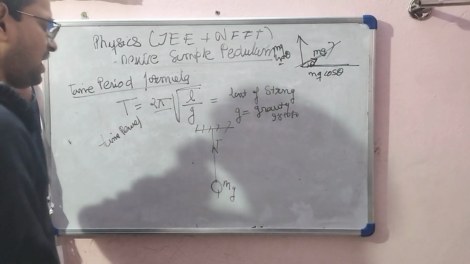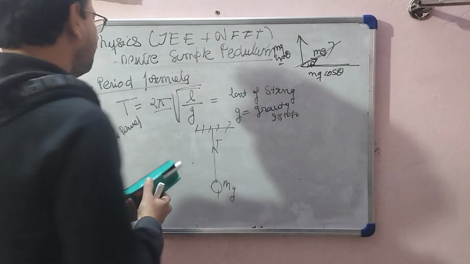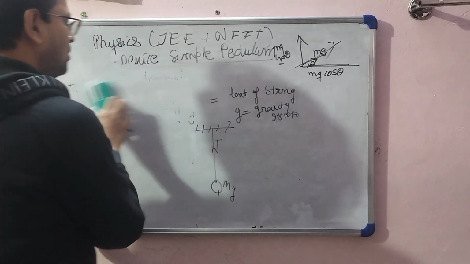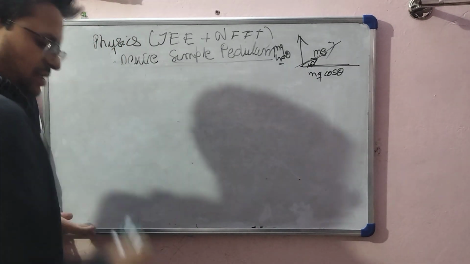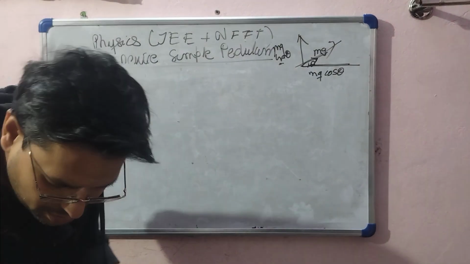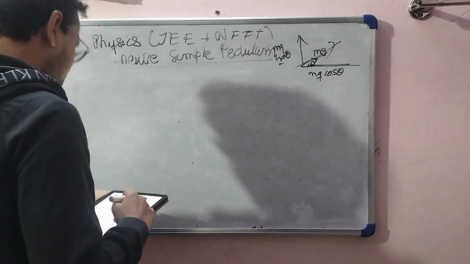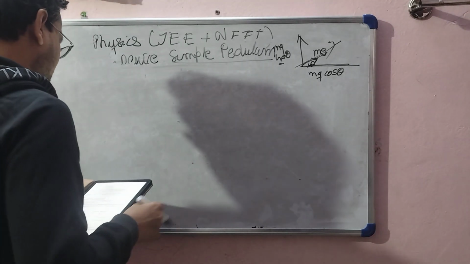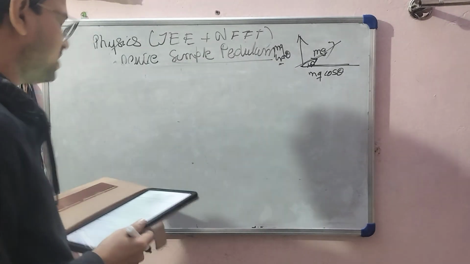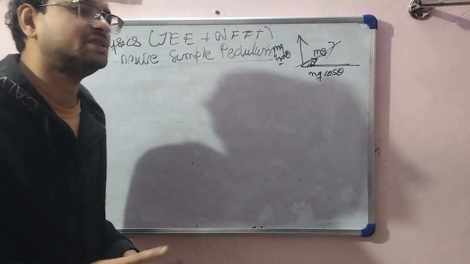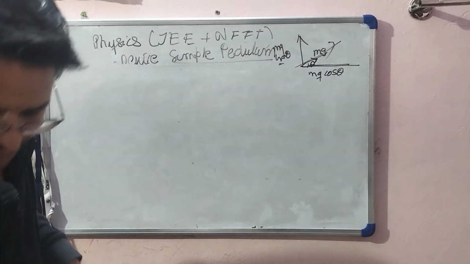What is the point of that? T equal to 2 pi under root L upon g. Okay, this is the formula. How the formula is derived? At that time I think the formula derivation is very tricky, so we can skip it. You can't understand the derivation without the concept of periodic motion and circular motion.